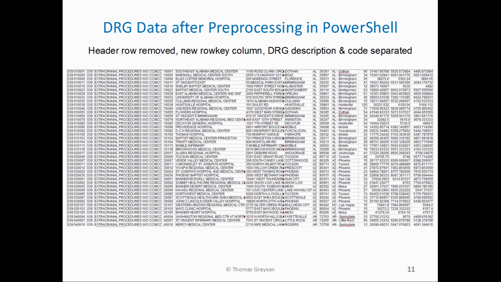So after the PowerShell script has processed the file, you can see the header row is gone. The first column now contains the row key, that's the 039:010001. There's separate columns for the codes and the descriptions. Otherwise, the data is unchanged.